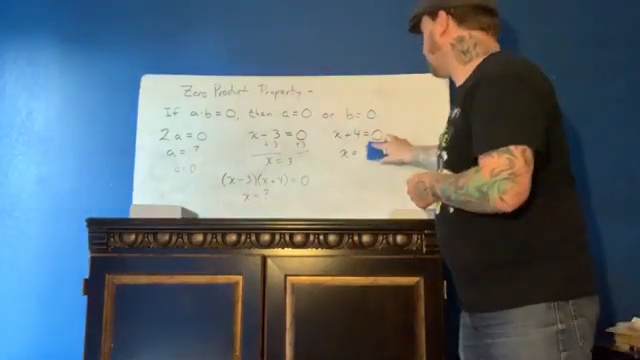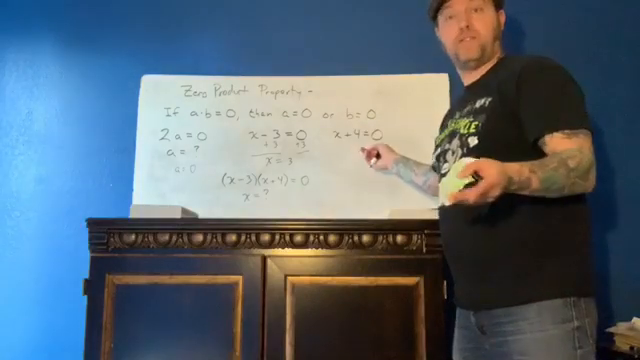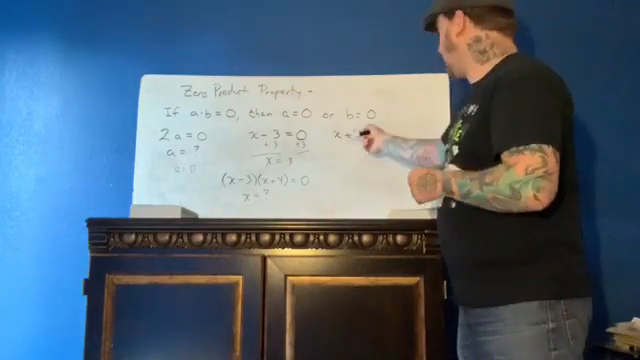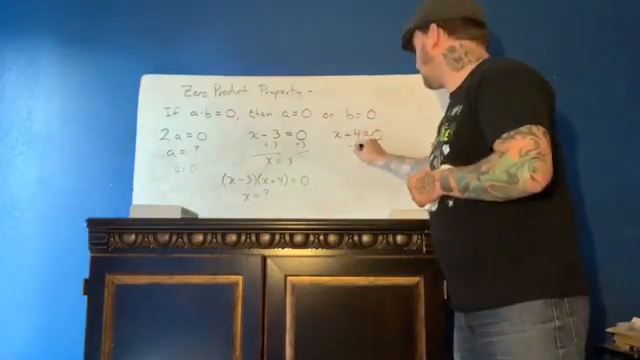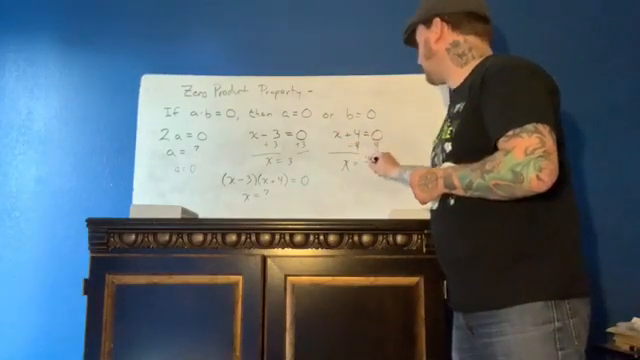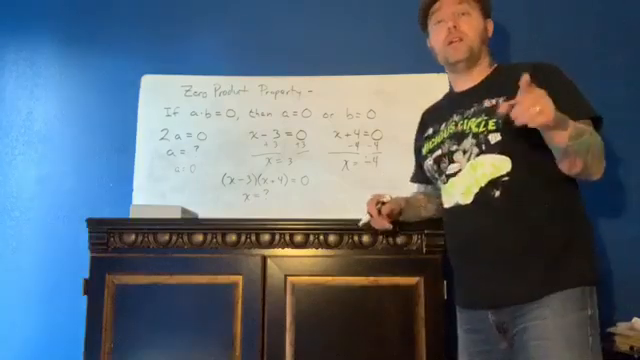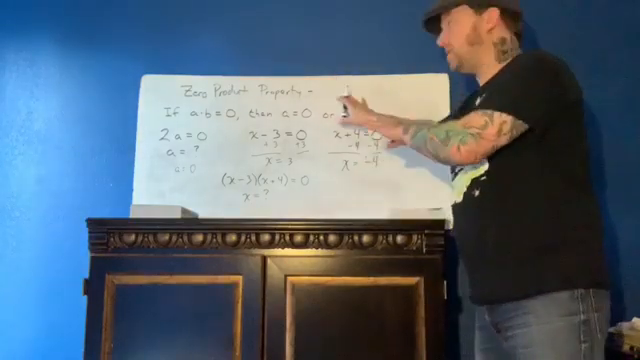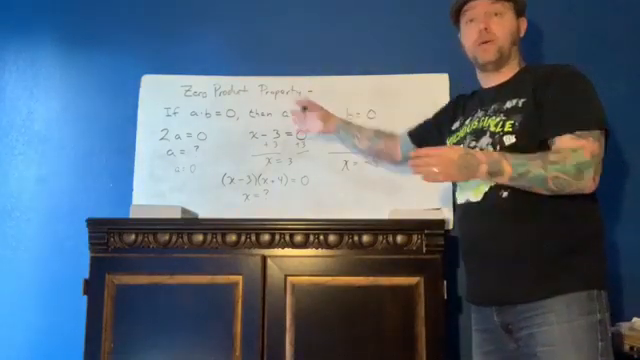x plus 4 equals 0. What do we have to do? That's right. Subtract 4 from both sides. So x equals negative 4. Now, the whole purpose of the zero product property.